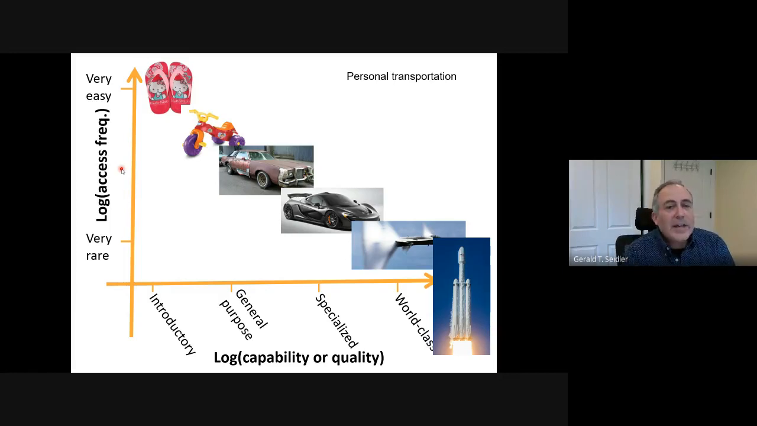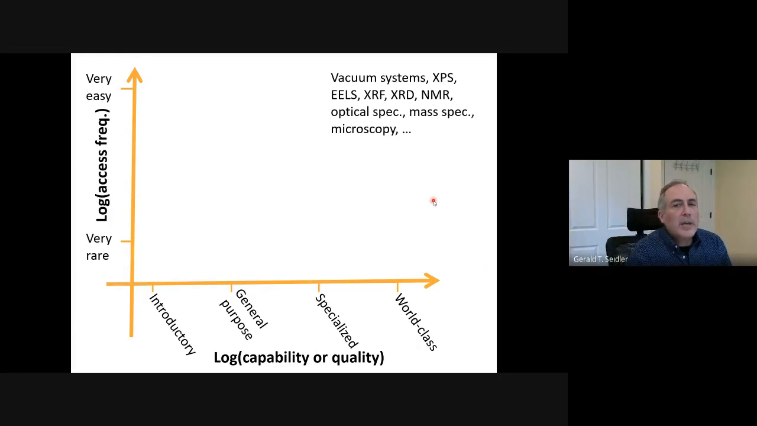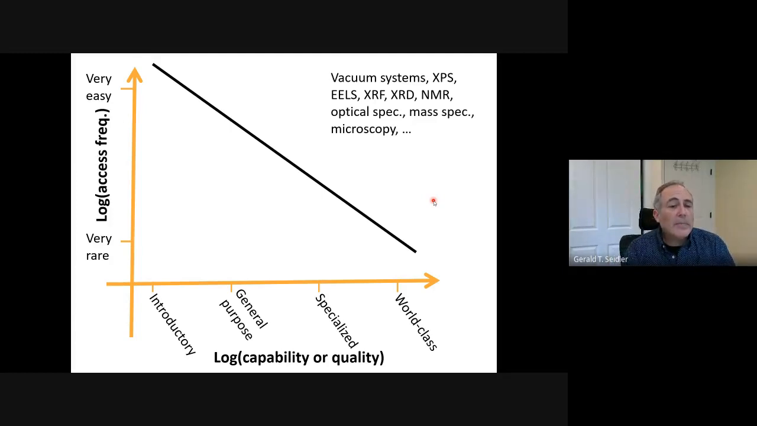So you have this inverse relationship between how easy it is to get access to some level of capability for the thing you care about, in this case, personal transportation. So this inverse relationship is very common. It's not quite a supply-demand curve, but it's related. And if instead of talking about personal transportation, I ask about vacuum systems or vacuum methods like X-ray photoelectron spectroscopy or EELS, or a wide range of X-ray methods, X-ray fluorescence, X-ray diffraction, or NMR, optical spectroscopies, mass spec, and so on, that inverse relationship still holds. There is or could be easy access to introductory level equipment, but there's certainly going to be very difficult and infrequent access to world-class equipment.